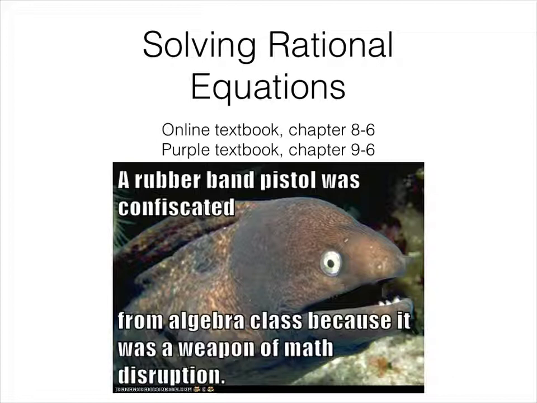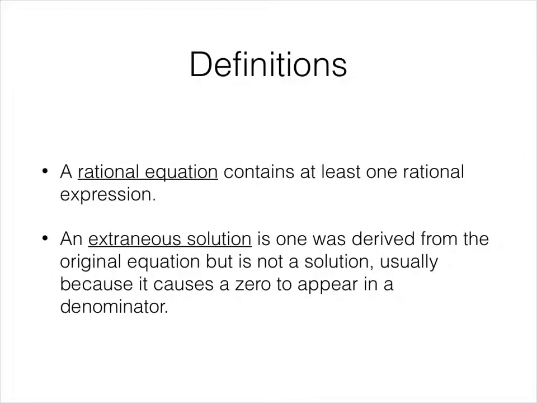Alright, let's jump in. This shouldn't take us too long. A rational equation contains at least one rational expression. Remember, a rational expression is one that includes a fraction, an algebraic fraction. And remember that an extraneous solution is one that's derived from the original equation, but it turns out it's not a solution, usually because it causes a zero to appear in a denominator.